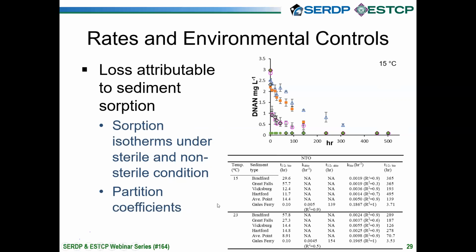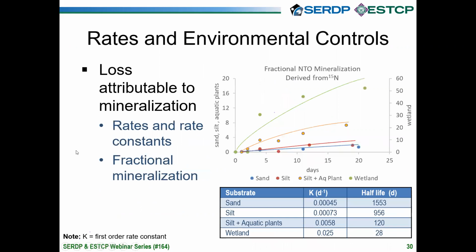And here are some absorption curves for an experiment that we ran using DNAM. Ultimately what we get out of this are very classical parameters in terms of absorption coefficients and partition coefficients. And these are very critical parameters that go into building fate and transport models. So essentially what we're doing is compiling a menu of rate constants across different kinds of habitat types to constrain these models.